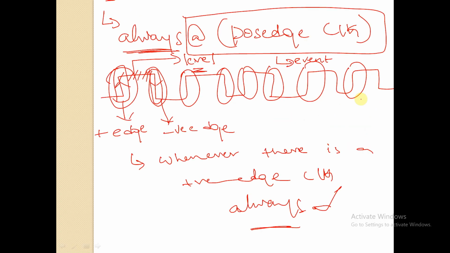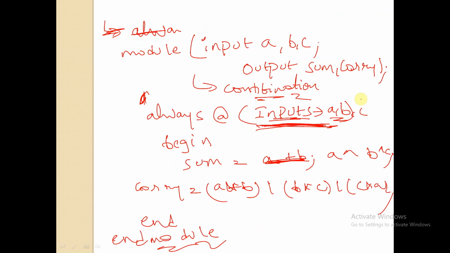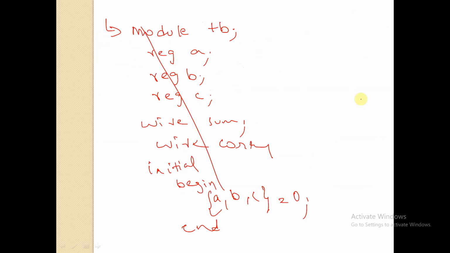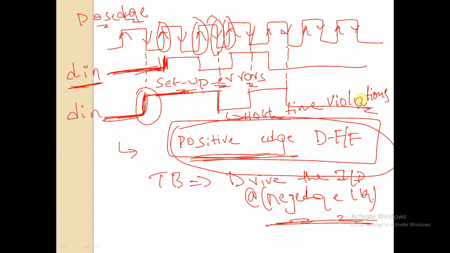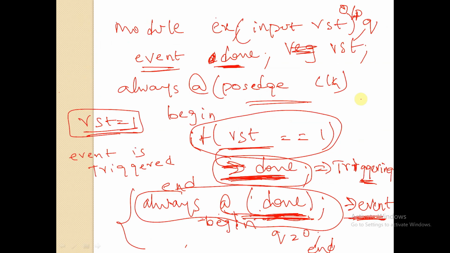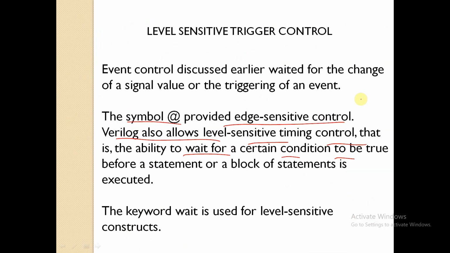And we have discussed what is this regular event control, what is this at the rate posedge of clock, negedge of clock, and we also declared implicit in the arguments, and we have discussed named event controls, event OR control and level sensitive trigger control. So these are all we have discussed up to previous sessions.